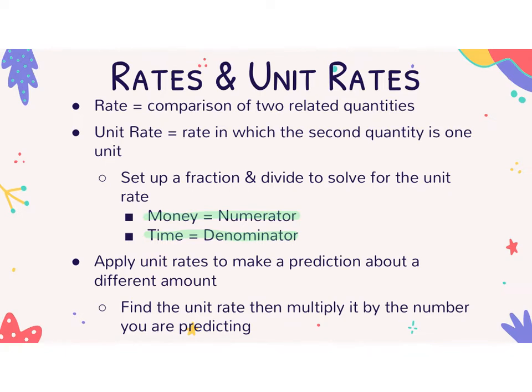We can also apply unit rates to make a prediction about a different amount. In order to make a prediction, we will first find the unit rate, then we will multiply that unit rate by the number we are predicting.